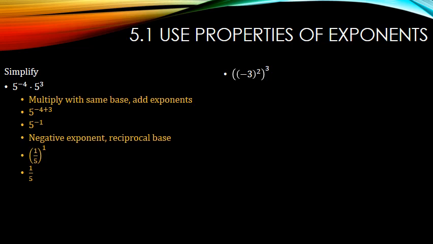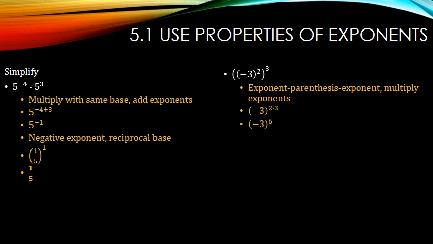Here's another example. I see we have exponent, parenthesis, exponent. That means we multiply the exponents. So we'll have negative 3 to the 2 times 3, or negative 3 to the 6th power. And if we use our calculator, negative 3 to the 6th power is positive 729. Make sure when you use your calculator, you put the parentheses.